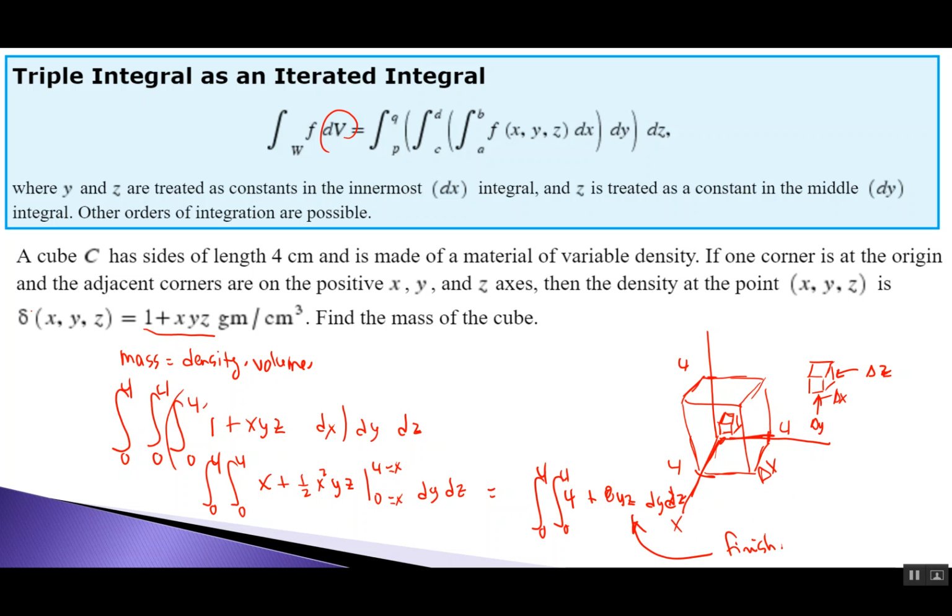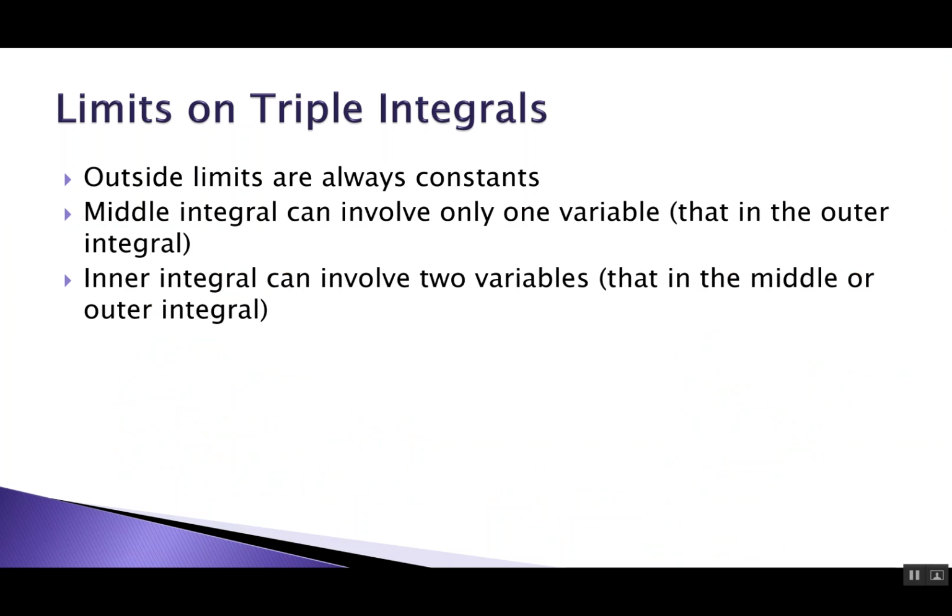There's nothing really very exciting there. The thing that could be tricky, though, is to figure out what these shapes look like. So let's just look at these. First of all, the limits. Just like in double integrals, the outside limits always have to be constants. The middle integral can only have one variable, and that's the variable that's in the outside integral. So, for example, if we have dx, dy, and dz, these have to be constants. And the middle one, which is the y, can only have z in it.